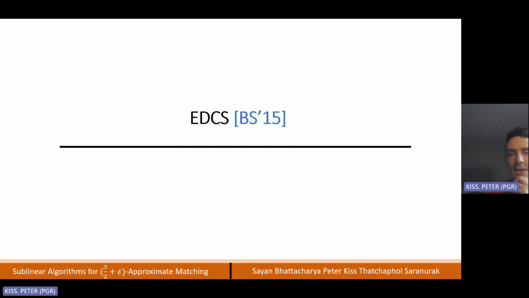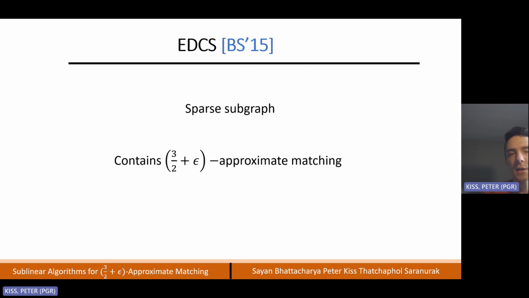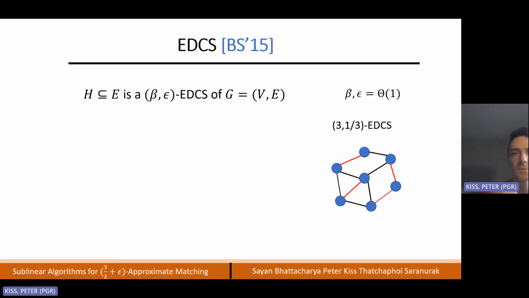The other component is EDCS, which stands for Edge Degree Constrained Subgraph, and this was introduced by Bernstein and Stein in a 2015 paper, I think, at ICALP. So an EDCS is a sparse subgraph of the graph, which is guaranteed to contain a 3/2 plus epsilon approximate matching. So this is what we refer to as a matching sparsifier. So what is the definition? An EDCS H is a subset of the edges with two parameters beta and epsilon, which you can assume to be some constant.